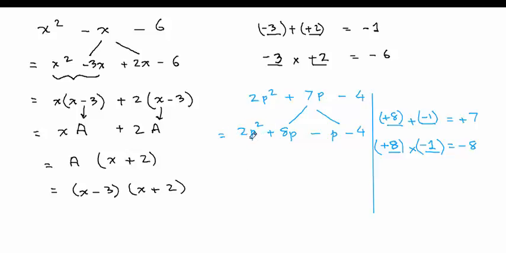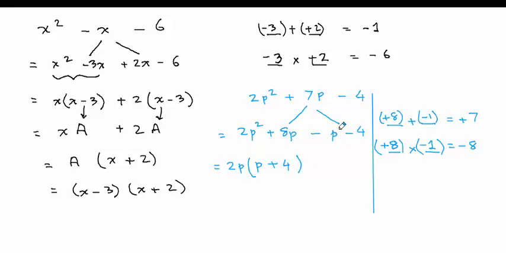Time for us to pair them up and factor. The common factor between 2p squared and 8p is 2p. Open parentheses, close parentheses. If you take a 2p out, you are left with a p, plus if you take a 2p out from this, you're left with a 4.